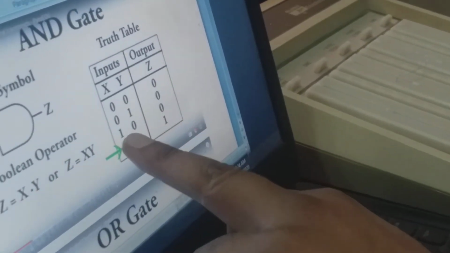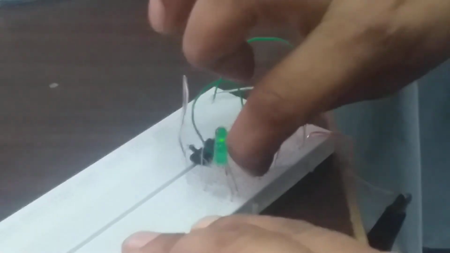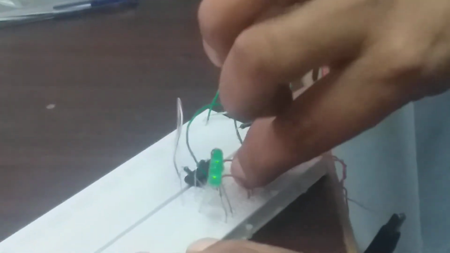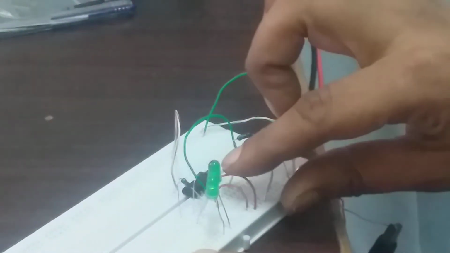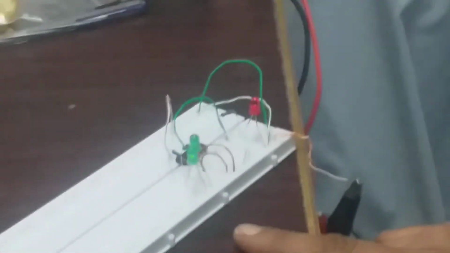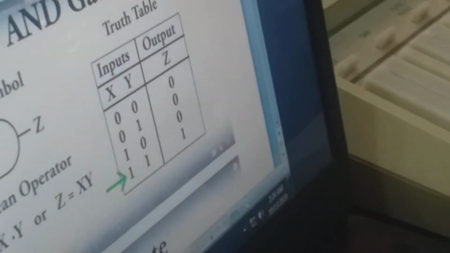Now I move on to the third combination, 1 and 0. So pin number 1 will go to positive, and pin number 2 will go to negative. You see, this is the state 1, 0, and the output is 0.